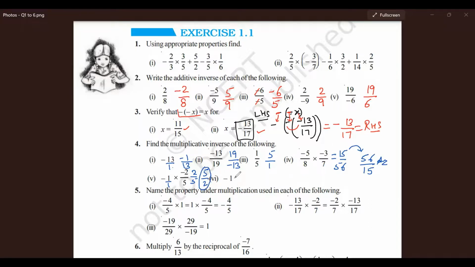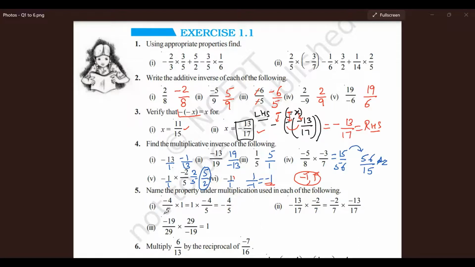Okay. Now in this case, minus 1 upon 1, and the inverse would be 1 upon minus 1, which is minus 1 only. So minus 1 as well as 1, both the numbers are of that kind whose multiplicative inverse would be the number itself. Okay, so minus 1 and 1 are the special cases in which you will find the answer as the question itself. So the answer would also be minus 1 here.